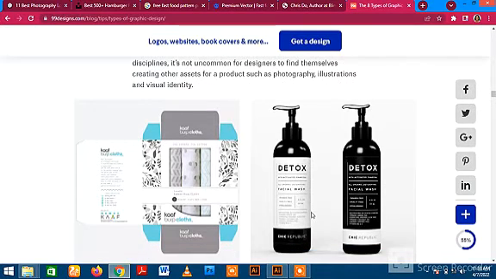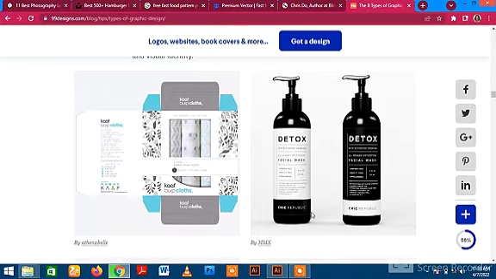Now look at my screen. Right here we have some very awesome packaging. On the left-hand side we have Annabelle, a clothing brand, and this is the packaging, obviously done by a packaging graphic designer. And another one on my right-hand side, MMX, is Detox, a facial wash product. Obviously someone sat down and thought, okay, how can I create this?